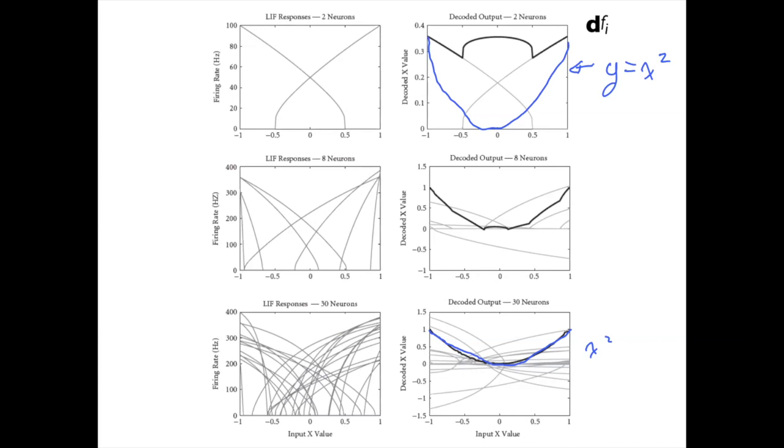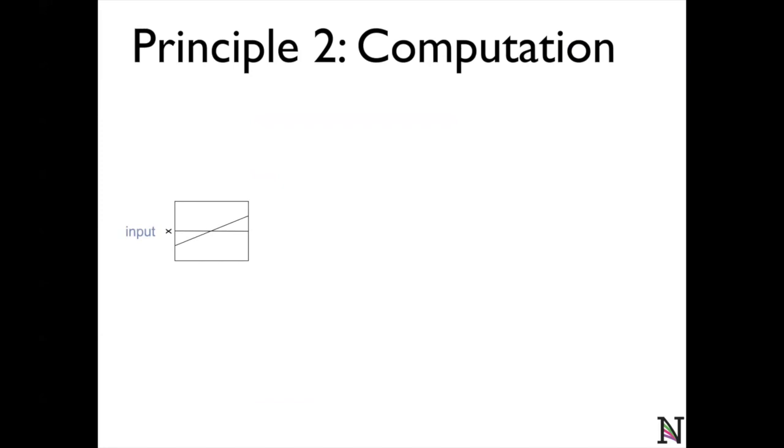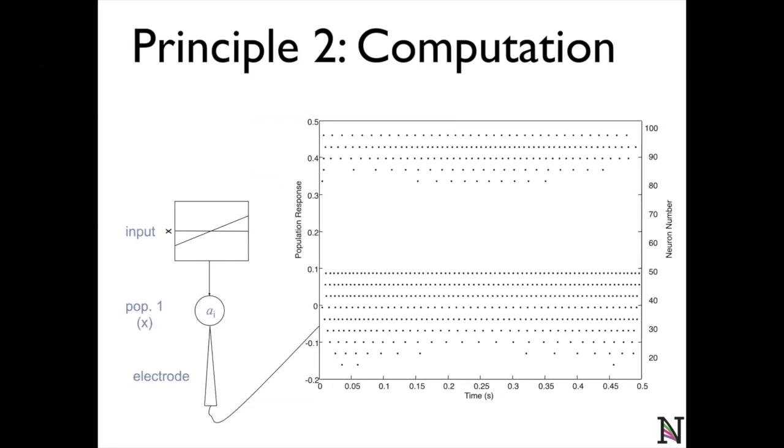And we can even look at exactly what functions you can do the best job of representing. Just to give you a quick hint, essentially broad polynomials turn out to be something that are really good to represent with tuning curves that have this sort of broad tuning like we see here. So this kind of brings us to principle 2, computation. Now we can look at what that might look like over time.